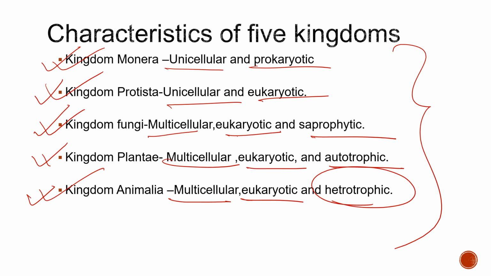Just remember this. It's a quick revision of whatever we have done, all the characteristics in the 5 kingdom system. Unicellular, prokaryotic; unicellular, eukaryotic; multicellular, eukaryotic, saprophytic, that is for kingdom Fungi. For kingdom Plantae, multicellular, eukaryotic and autotrophic, and for kingdom Animalia, multicellular, eukaryotic and heterotrophic. So this is all. I'm ending this 5 kingdom classification here.